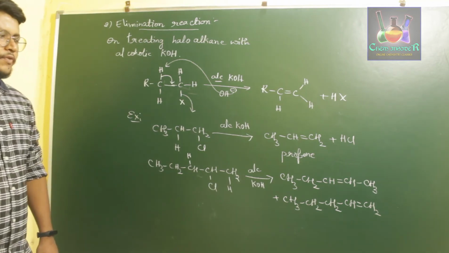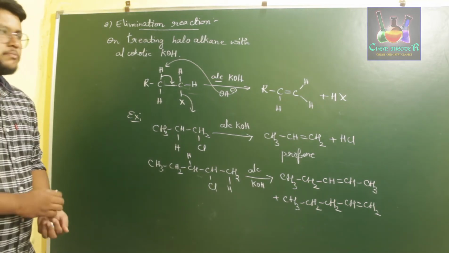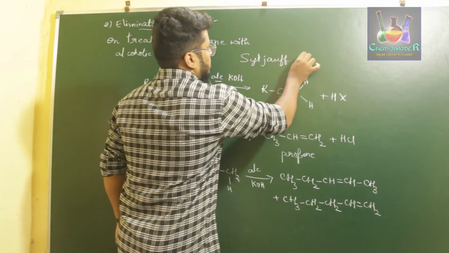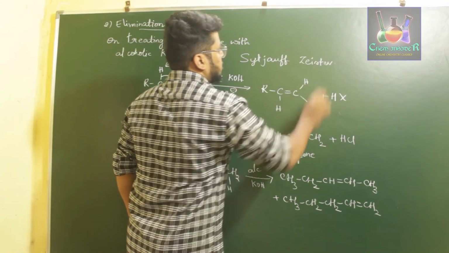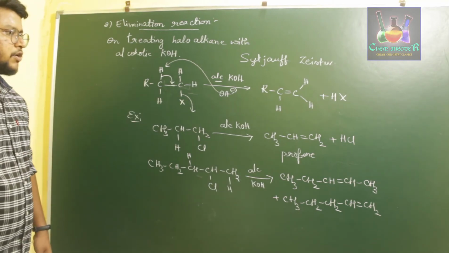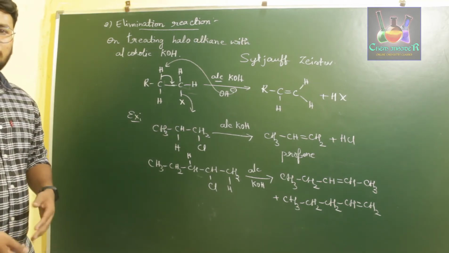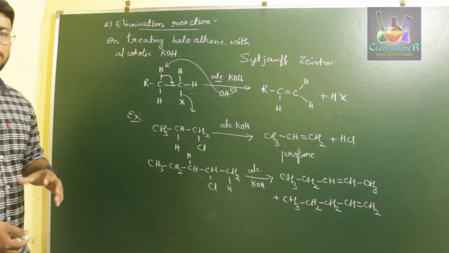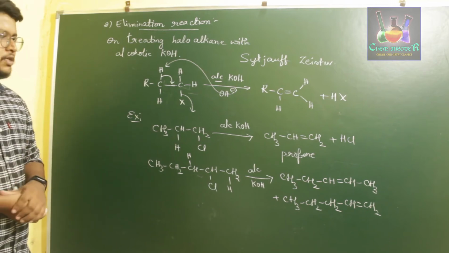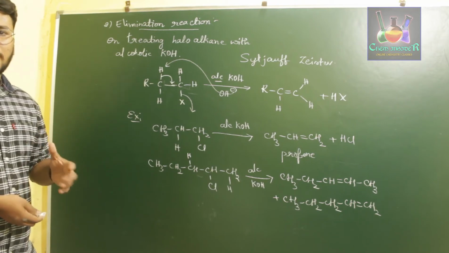In order to decide which product is greater in formation, Saytzeff, this German scientist whose name exactly was Zaitsev, was called Saytzeff later. He gave a rule stating how to find out the major product in an elimination reaction involving more than one alpha hydrogen. So if a haloalkane which has more than one alpha hydrogen is treated with alcoholic KOH, we end up getting two products. The major product is the one which has the double bond attached to more branched carbons.